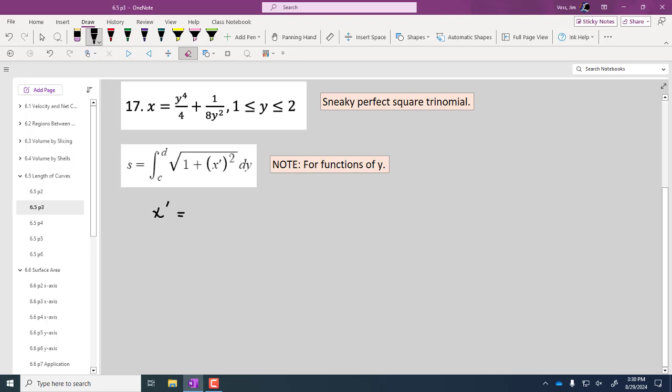So first we take the derivative. The 4's cancel, so we get y cubed. And then this one is 1/8 y to the -2. So we're going to think of it like that when we differentiate. So the -2 comes down, so we have -2 divided by 8, which is -1/4.